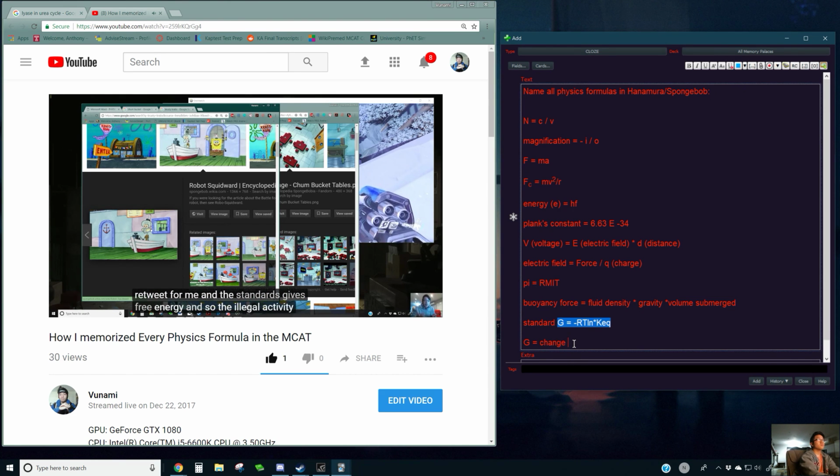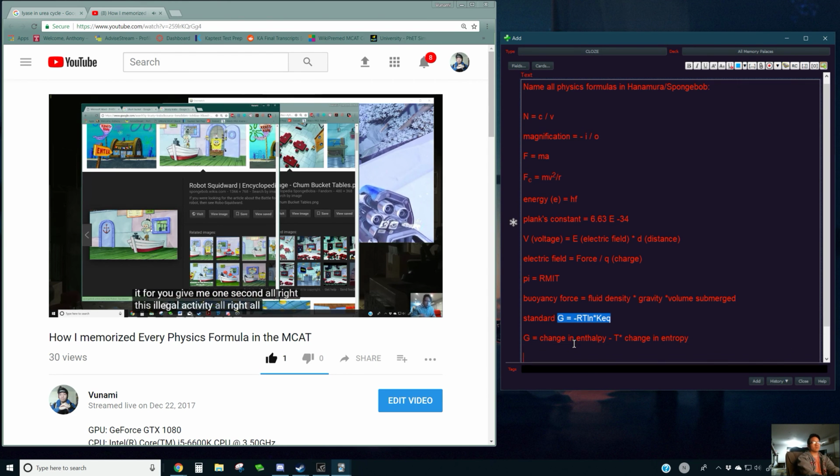So the illegal activity of the standard Gibbs free energy is what makes it negative. So negative RT ln equilibrium constant. Okay. So like I said, okay, let me retweet you. Give me 1 second. Alright, it's illegal activity. Alright, so he has the almighty Gibbs free energy, the spirit bomb. Alright, he's holding the spirit bomb, okay?